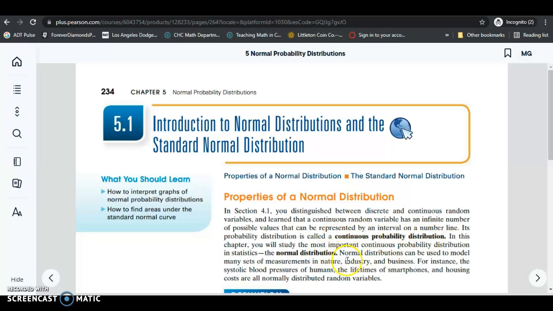It's one of the most important distributions in statistics. Normal distributions can be used to model many sets of measurements in nature, industry, and business. For instance, the systolic blood pressures of humans, the lifetimes of smartphones, and housing costs are all normally distributed random variables.